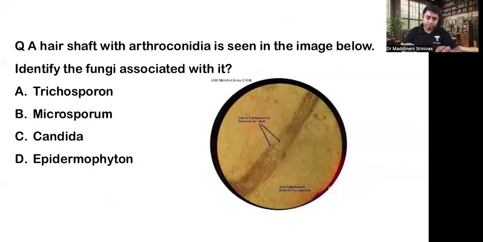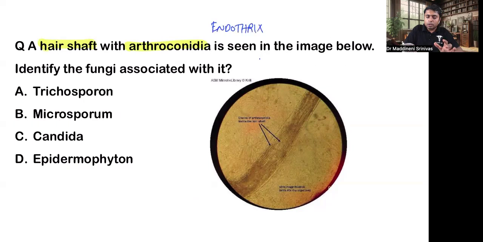Okay, and this is the next question, which is an integration between microbiology and dermatology. And I can see that many students told these were the options. Okay, so what is this question? First of all, a hair shaft with arthroconidia is seen in the image below. You are able to see that there are arthroconidia inside the hair shaft. Okay, so this is basically endothrix.